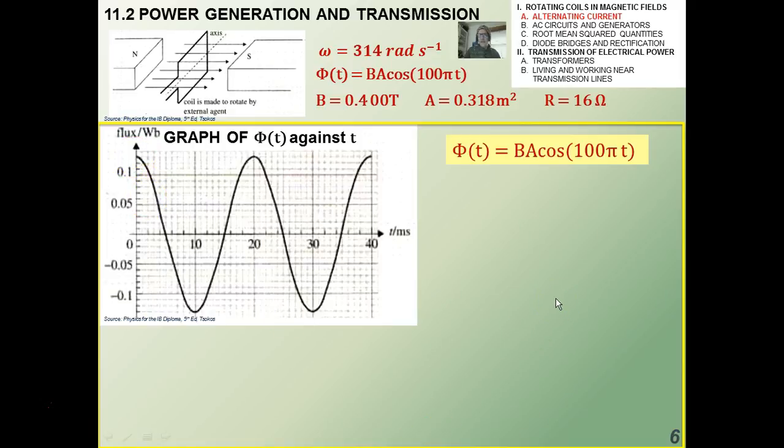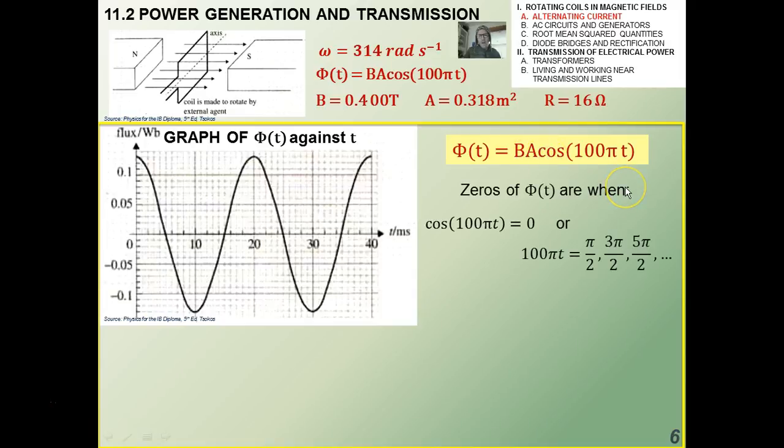So we're starting off, we have phi of t is B times A times cosine 100 pi t, okay? Now, the zeros of phi of t are when the cosine is 0, because the varying function is cosine. In other words, because it's a cosine function, the argument, the angle inside of these parentheses has to be pi over 2, 3 pi over 2, or 5 pi over 2, some odd multiple of pi over 2, right?